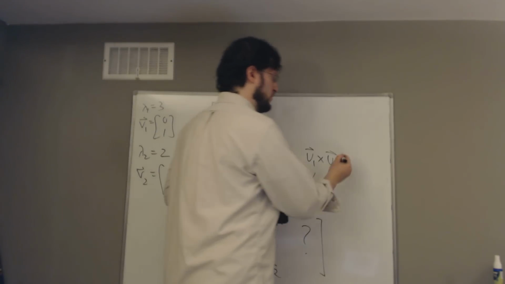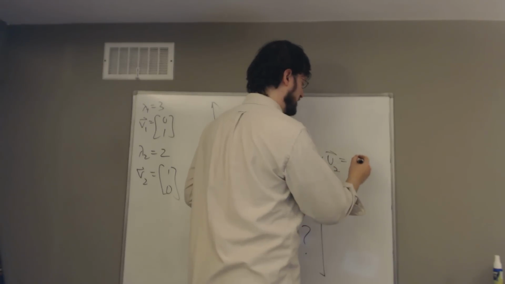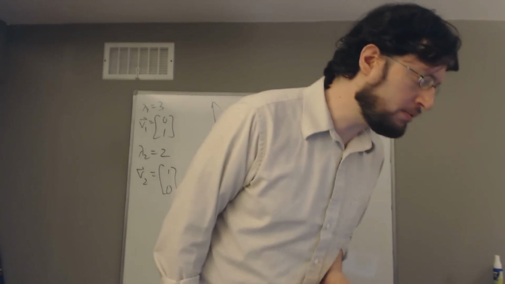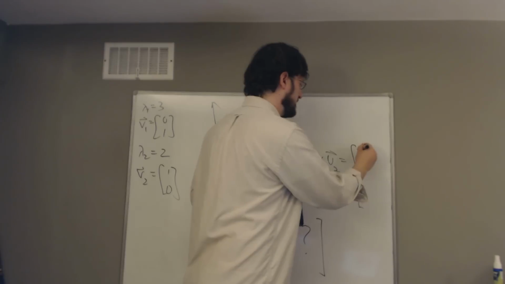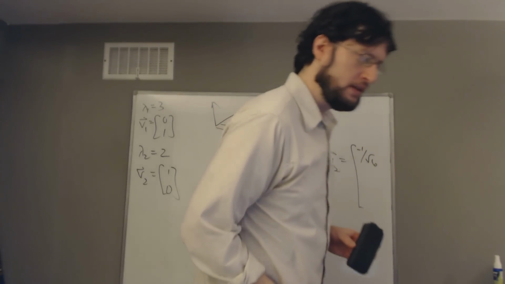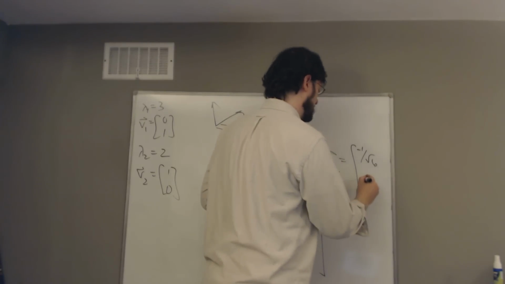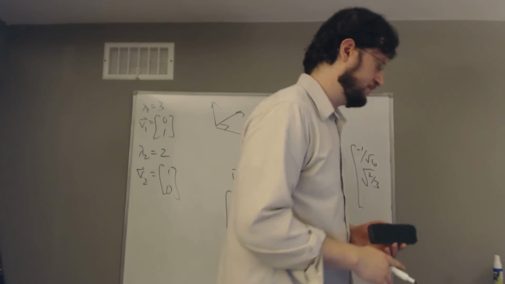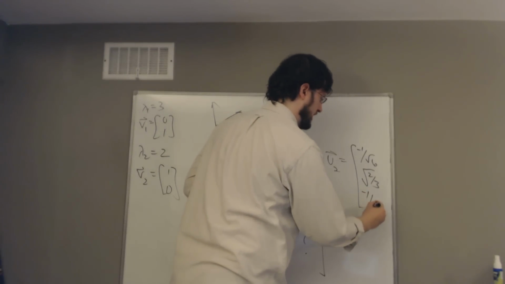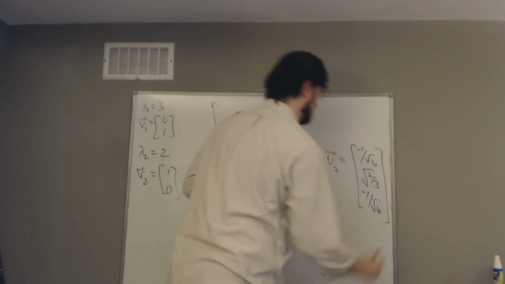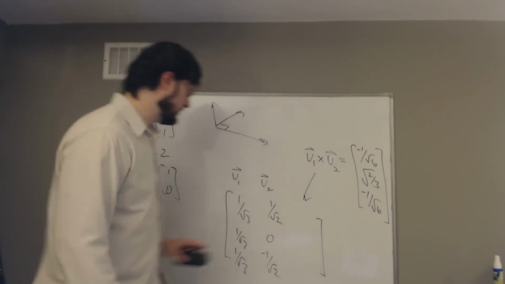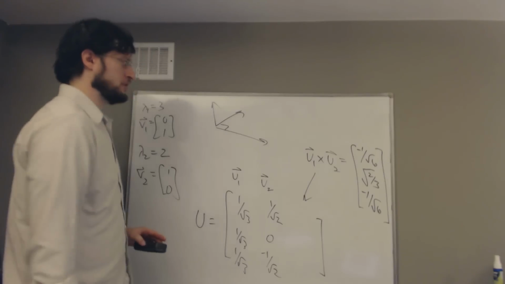Now, I've worked this out for you. If you cross these vectors, and you're careful, what you end up getting is minus 1 over root 6, square root of 2 over 3, and minus 1 over root 6 again. So this is what we're going to put in for our third column of the matrix U.